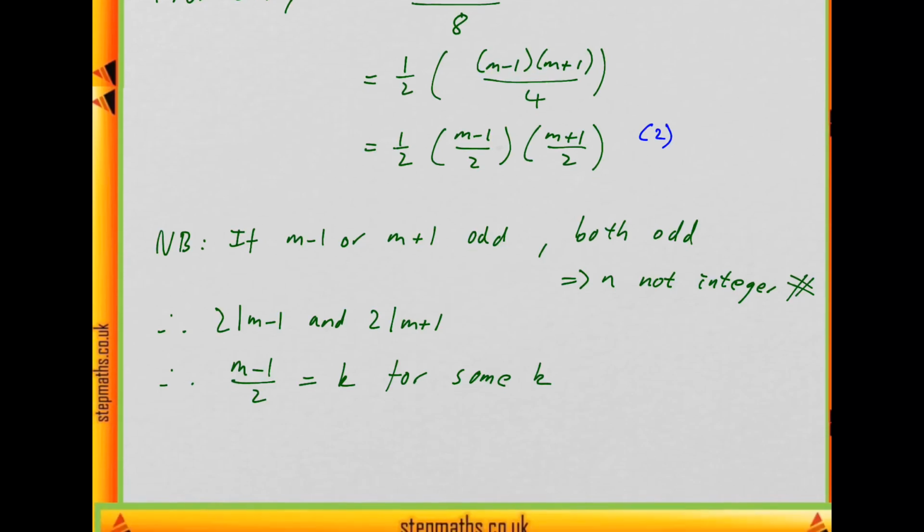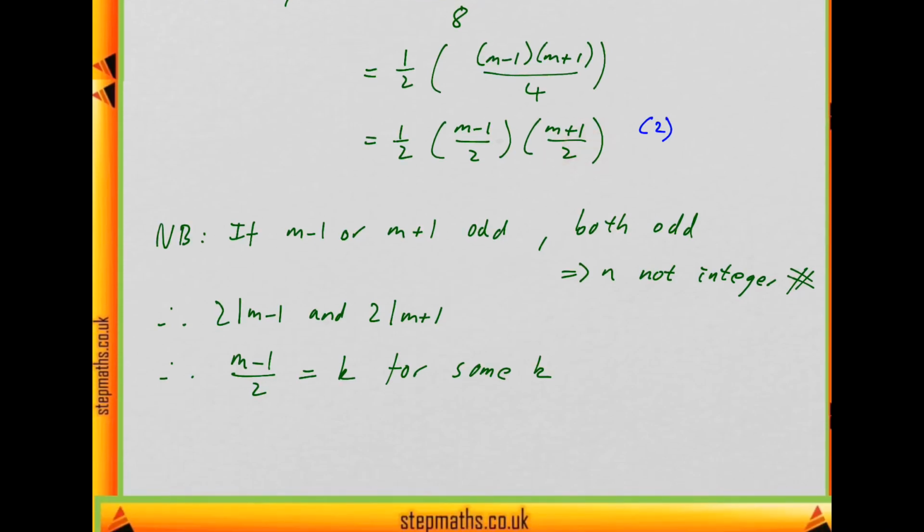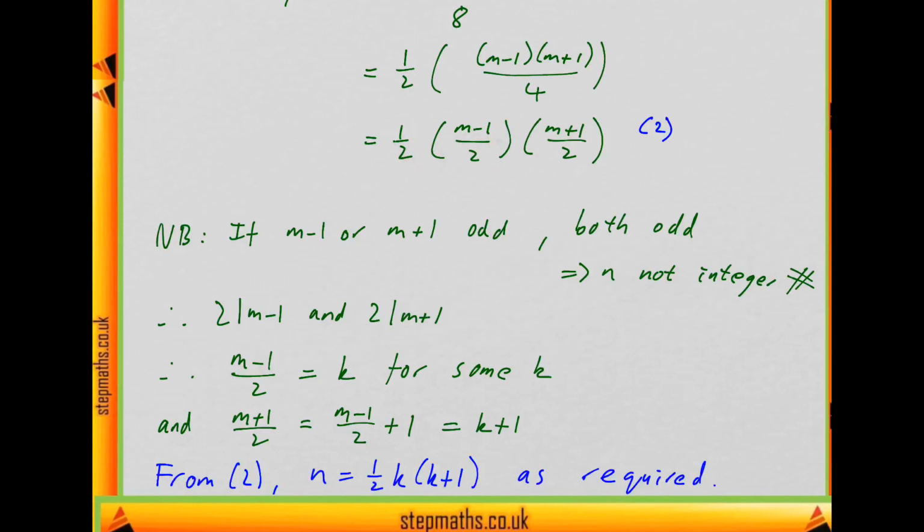But actually that's fine, because what is m plus 1 over 2? It's the same as m minus 1 over 2 plus 1. So if I make this all one fraction, I just multiply this by 2 and put it on the top, and I get m plus 1. So these are the same thing, and then that's the same as k plus 1 here. And that means I do indeed have a half times k plus 1 as required.